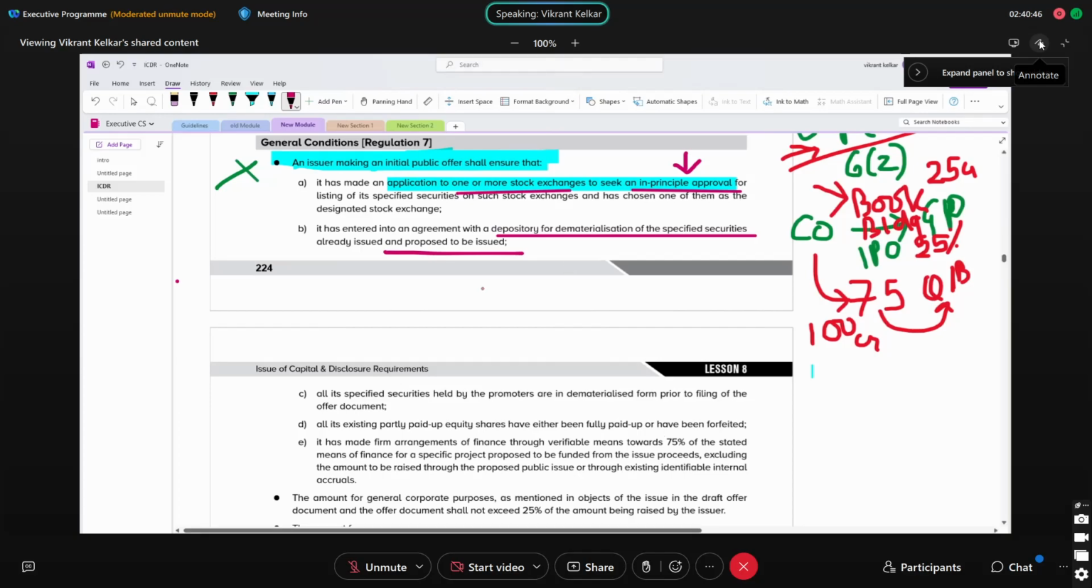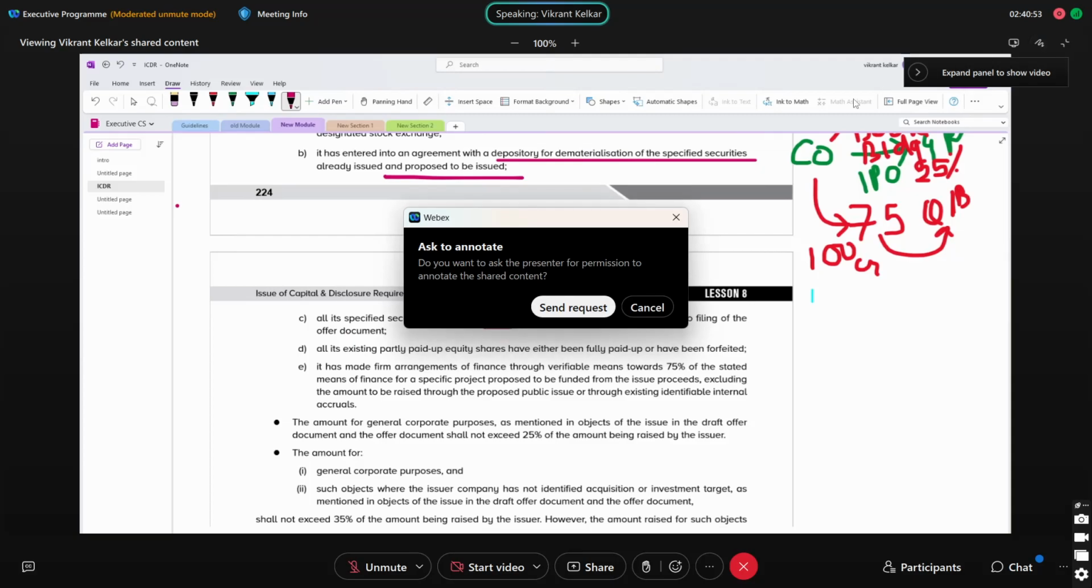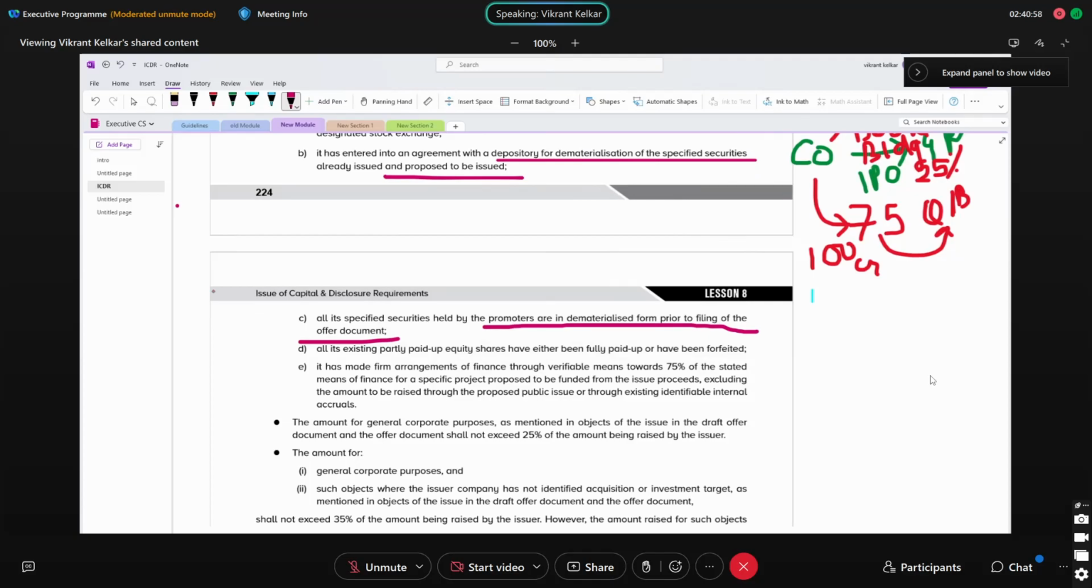The depository. Third one, all its specified securities held by the promoters are in dematerialized form prior to filing of the offer document. Means what? The promoters should not hold their securities in physical form, but they should be in the dematerialized form. Once the dematerialized securities are there, the government can track, through NSDL and CDSL, the transfer of ownership from one person to another. Are you getting the point?